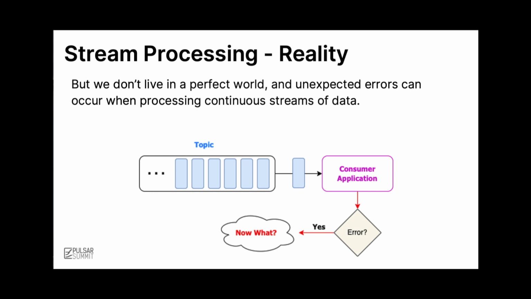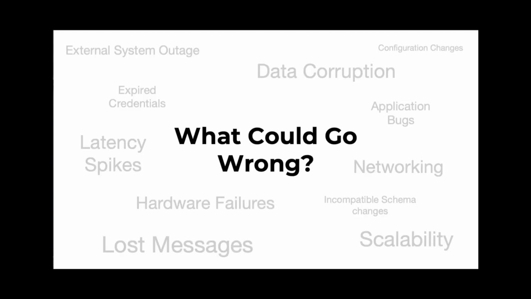But in reality, things happen. Unexpected errors happen. Systems go down. Connections go down. Data in the topic is bad. So how do we handle some of these situations? When there's an error, how do we handle these things? That's really what the focus of today's talk is about.